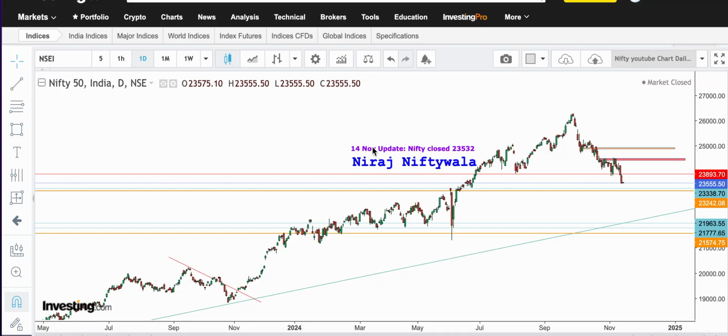This is Nifty Wala, and today I have made a Nifty analysis chart, which is as of close of 14 November 2024. Nifty has closed at 23532. So we are going to do a deep analysis on how this entire bull run correction looks, and there are going to be key points which we'll discuss as to till where can Nifty fall further, and what are the potential zones or areas to look at where there could be a reversal.